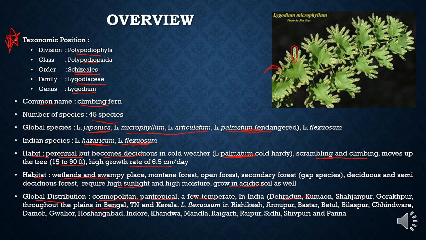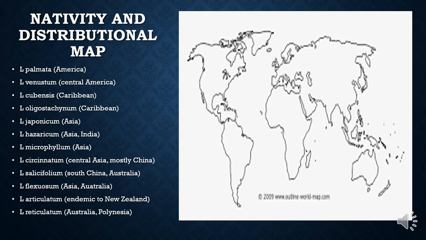In the Himalayan region, it is found, also in the much high temperature regions like Bengal, Tamil Nadu, Kerala, and especially this Lygodium flexuosum, it can be found in the mountainous region as well as in the central region, that is in Madhya Pradesh and Uttar Pradesh. And also in Bilaspur, that is in the Chota Nagpur plateau region. So in the central part of India, also in the southern part like Tamil Nadu, Kerala, wherever there is high moisture, in those small pockets, we see this Lygodium flexuosum.